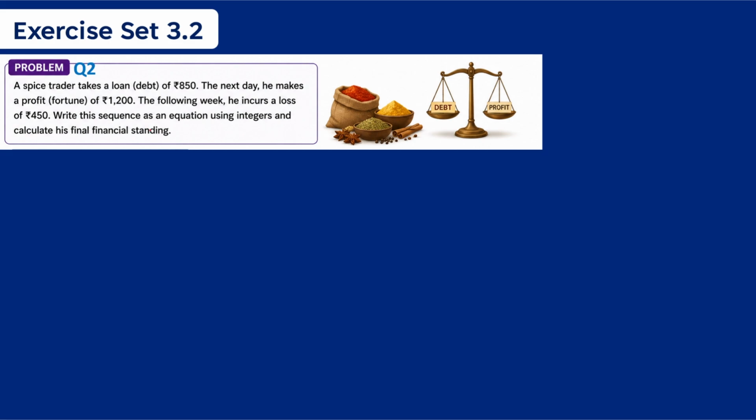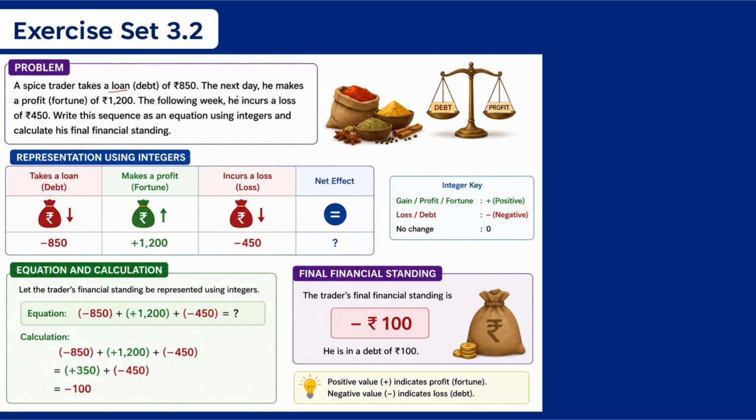As you can see in this question, a few words are given, such as loan, profit, and loss. Loan is a debt, so you represent that with a negative sign. Profit is something that you've made, a fortune, so that would be represented as a positive integer. And a loss is to be represented with a negative sign, so that turns out to be a negative integer.